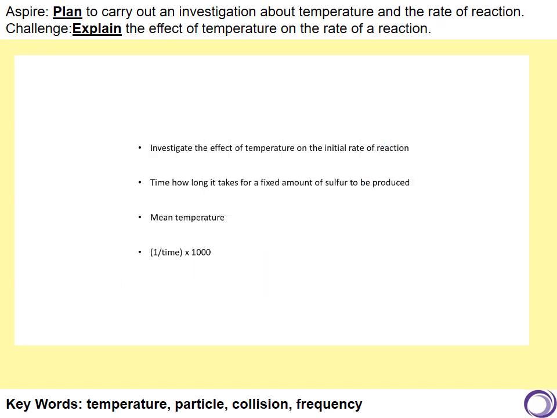The purpose of this experiment was to investigate the effect of temperature on the initial rate of reaction. To do so, we timed how long it took for a fixed amount of sulfur to be produced at different temperatures. When doing the experiment yourself, remember to calculate the mean temperature for each reaction. Plot this against 1/time × 1000, as this is proportional to the initial rate.